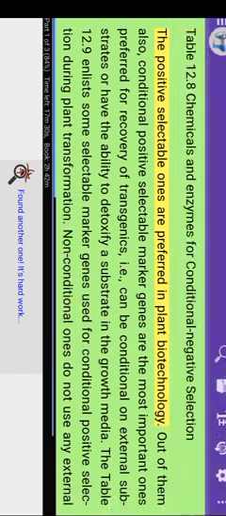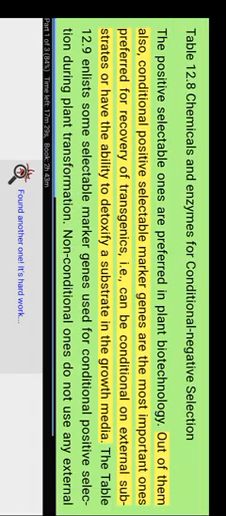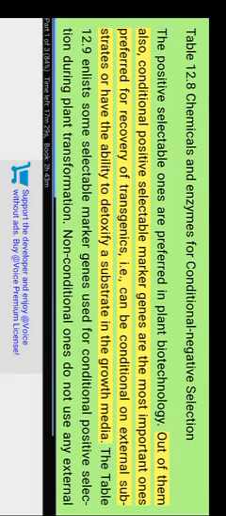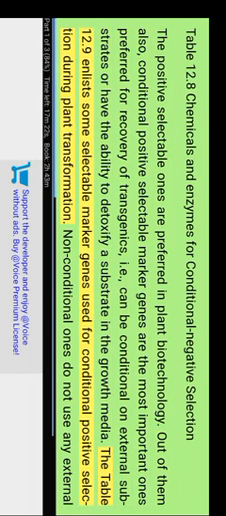The positive selectable ones are preferred in plant biotechnology. Out of them also, conditional positive selectable marker genes are the most important ones preferred for recovery of transgenics, i.e., they can be conditional on external substrates or have the ability to detoxify a substrate in the growth media. Table 12.9 lists some selectable marker genes used for conditional positive selection during plant transformation.